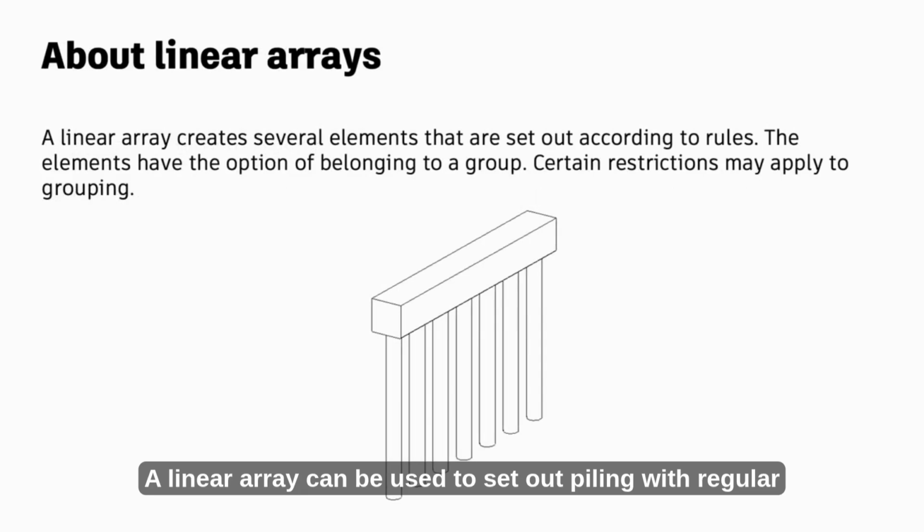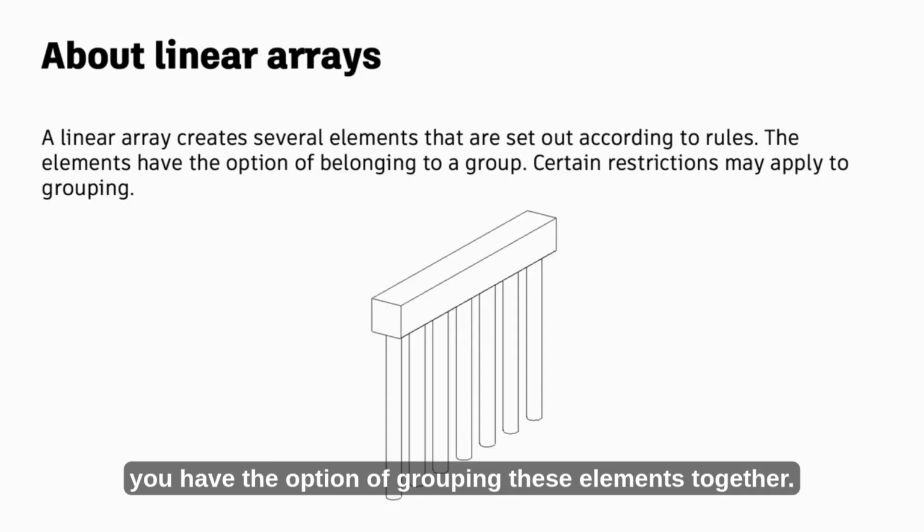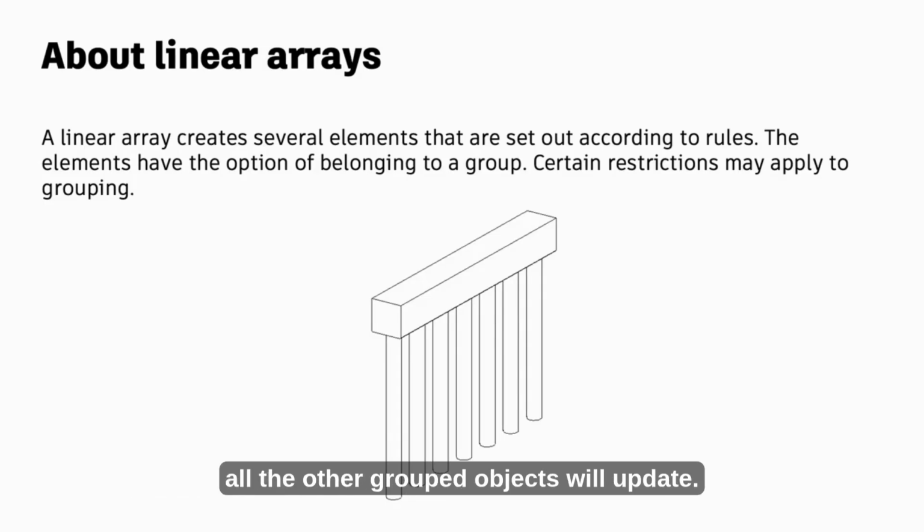A linear array can be used to set out piling with regular distances between pile centres, or used to distribute a required number of piles along an element's length. When the linear array tool is used, you have the option of grouping these elements together. Therefore, if you make changes to the element setting out, all the other grouped objects would update.